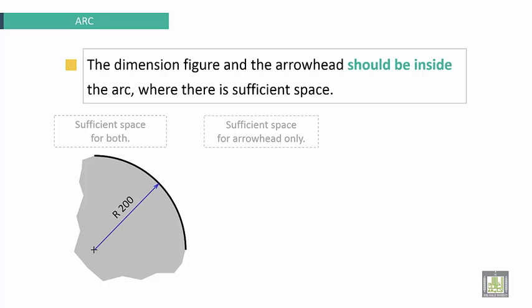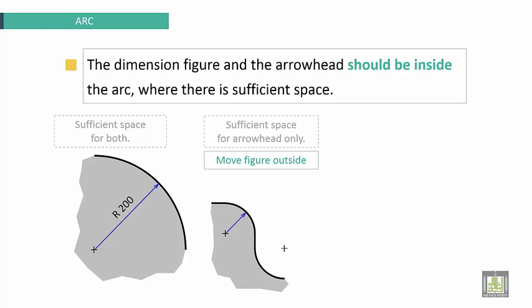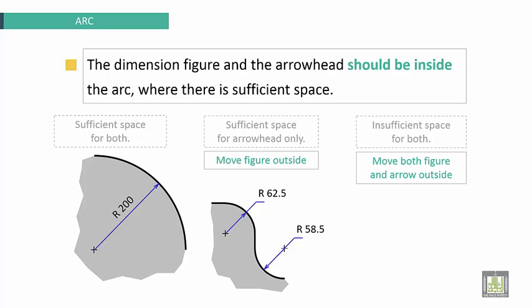Sufficient space for arrowhead only: move the figure outside. R62.5, for example. Here too, R58.5 millimeters. Insufficient space for both: move both figure and arrow outside. Like this example, the space is not enough for both. We have to put R6.5 millimeters outside.